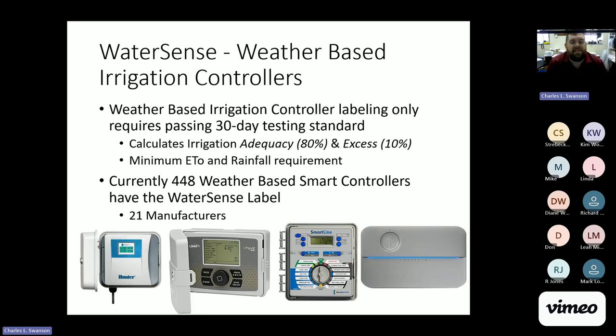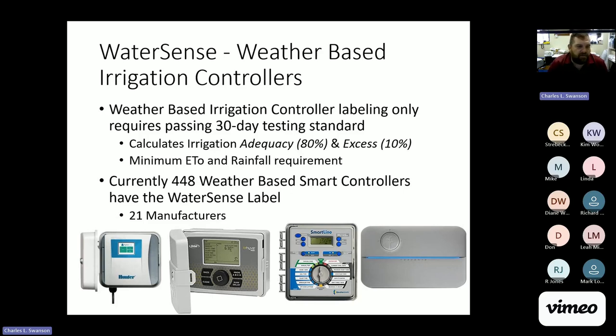So weather-based irrigation controllers, what does that mean in WaterSense terms? Okay. Well, for a controller to get that WaterSense sticker on it, it has to undergo a testing program where the controller is tested for 30 days for a standard landscape. And as a part of the labeling guidelines, it has to have a certain score. So it has to have at least 80% irrigation adequacy with no more than 10% irrigation excess applied during the test period, as well as there are minimum weather and rainfall requirements during that testing program.